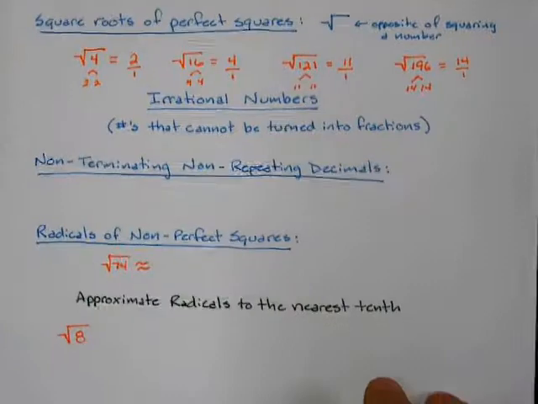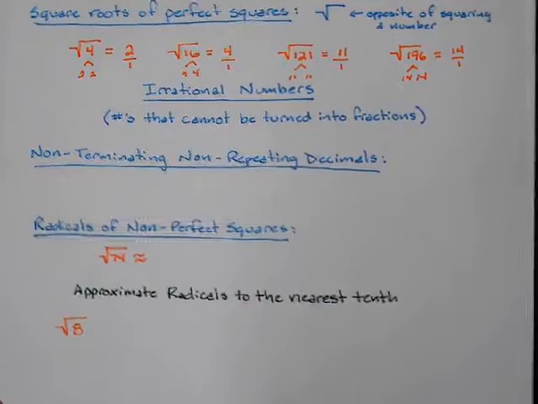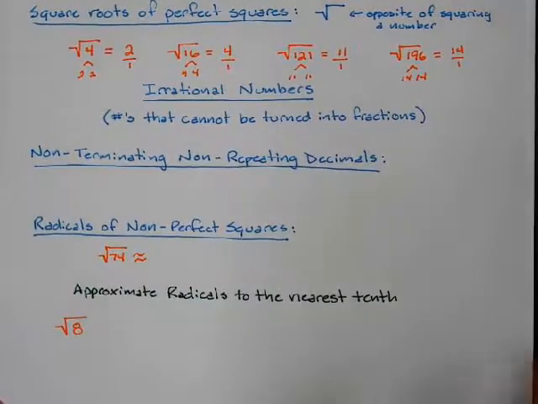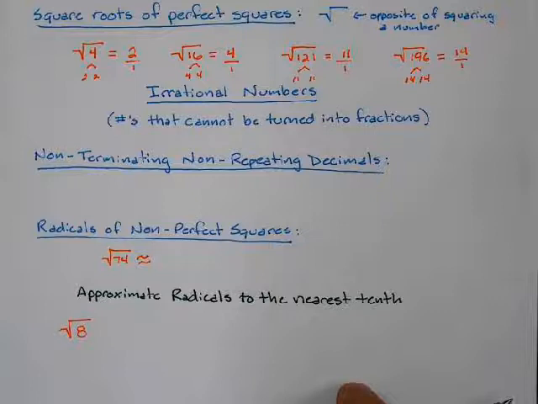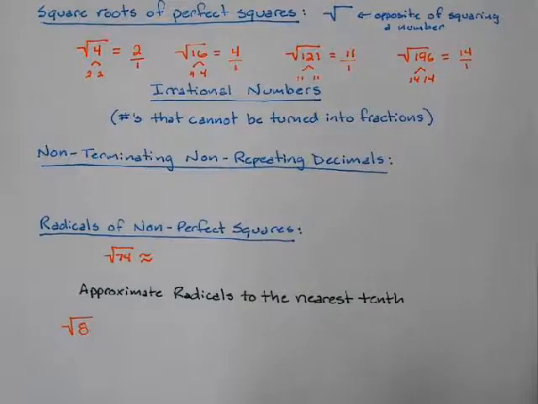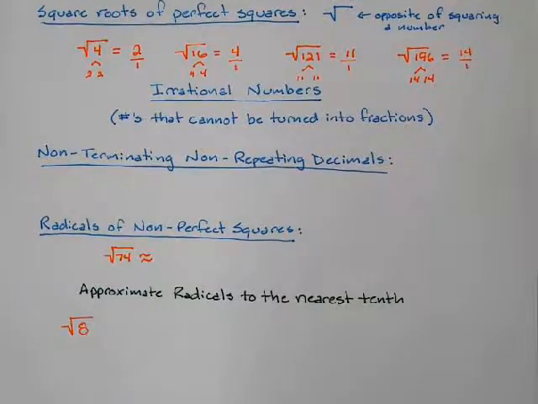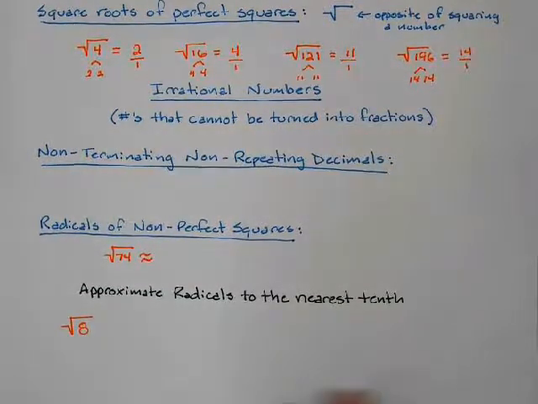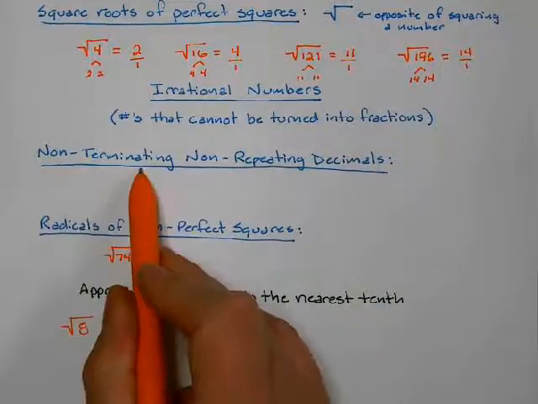Irrational numbers are numbers that can't be turned into fractions at all. So it's impossible to turn these numbers into fractions. Now they do show up on a number line somewhere, but they can't be turned into fractions. Every single one of these can't be turned into a fraction because it's a non-terminating, non-repeating decimal, which means the number goes forever.